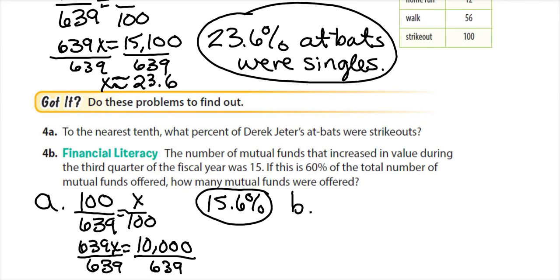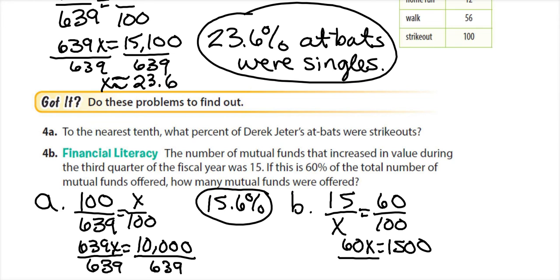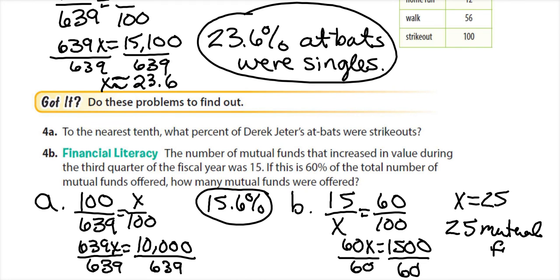So if we're trying to find the total number, that means we're trying to find how many were possible, like on a test. So we're trying to find the whole this time. So 15 is our part, x is the whole, and then that would be 60% over 100. So that would be 60x equals 1500. Divide that by 60. I'm going to run out of room again, so I'm just going to jump over here to the side. And that comes out to 25. All right, so 25 mutual funds. And there we go.